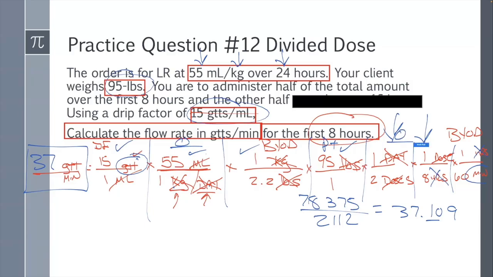On my doctor's order, my doc says I want to give them a divided dose. Half is going to go in this time frame. The other half is going to go over this time frame. That tells me in one day, they're getting 2 doses. The one dose that my doc wants administered is going to be given over those 8 hours. So the one dose over 8 hours, and then 1 hour is 60 minutes. All those are true, so we know our setup is good. So we just simply need to do our math, and that's why we've got the calculator.